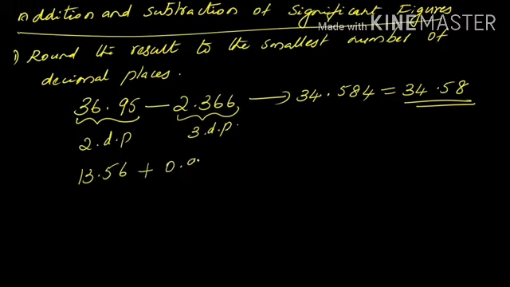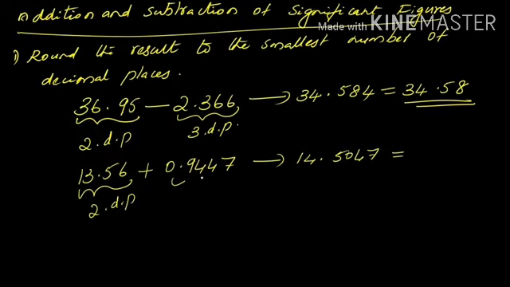13.56 plus 0.9447. So the answer that we are getting is 14.5047. Look at the question. The first number, 13.56, has 2 numbers after the decimal point. The next one has 4 numbers after the decimal point. So which one is the smallest one?